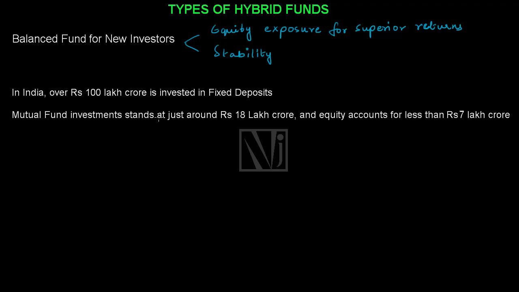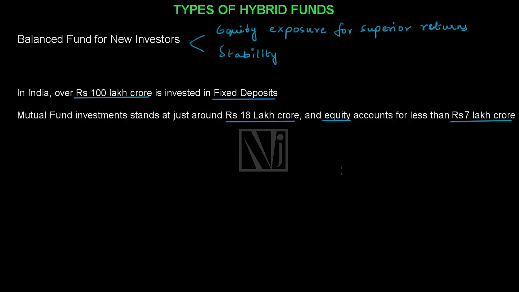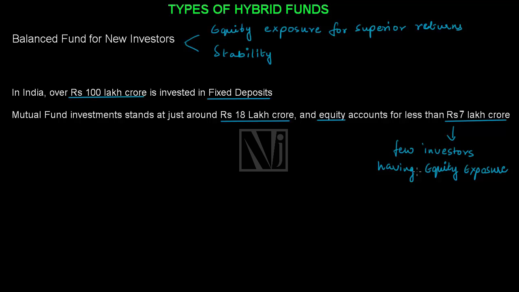In India, the majority of investors invest in fixed deposits. Over rupees 100 lakh crore is invested in fixed deposits, while the mutual fund investment stands at just around rupees 18 lakh crore, and the equity component out of this 18 lakh crore stands at less than rupees 7 lakh crores. This data is as of 2017. So this means there are few investors having equity exposure. A balanced fund is a good product for such investors. It is a perfect solution for their unique needs. They'll get returns from the equity component and stability from the debt component.